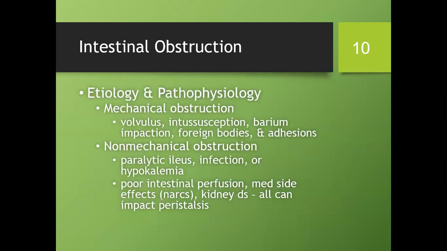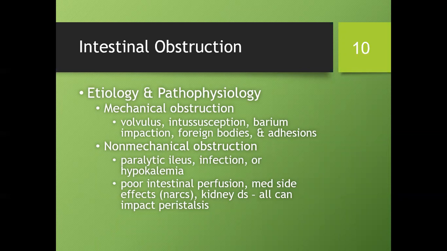Intestinal obstruction. So there are mechanical obstructions and non-mechanical obstructions. Your mechanical obstructions are your volvulus, your intussusception, barium impaction, and foreign bodies. You put something in there that shouldn't be in there one way or another. Or adhesions, where the intestines are actually adhered together by scar tissue. A volvulus is the twisting of the bowel on itself. Intussusception is the telescoping of bowel, where one part of bowel goes into another, and barium impaction is just that.